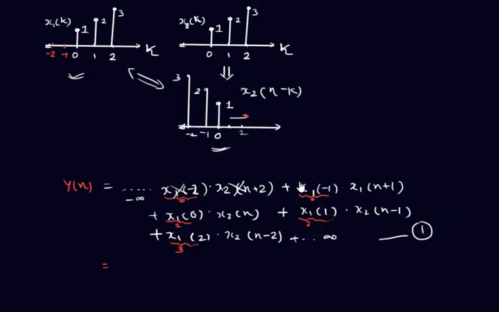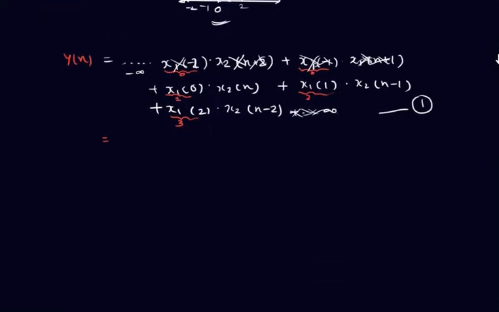Again, at the value of minus 1, we have a 0. So any term x1 of n plus 1 will always give a multiplication with x1 of minus 1, which is equal to 0. So again, I am not considering these terms. We now have x1 of 0, x2 of n, x1 of 1, x2 of n minus 1, x1 of 2, x2 of n minus 2. For minus 3, again we do not have any value, so we are not considering any terms after the value of 2. Okay, so now let us start for different values of n.